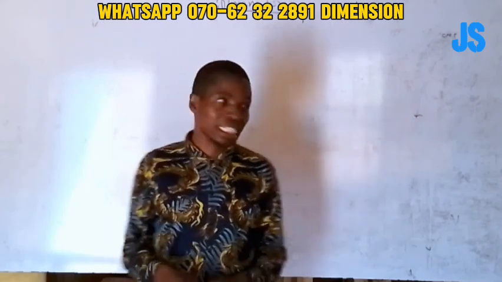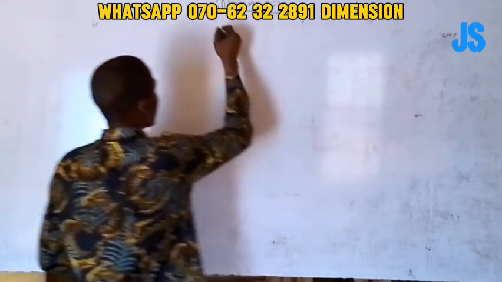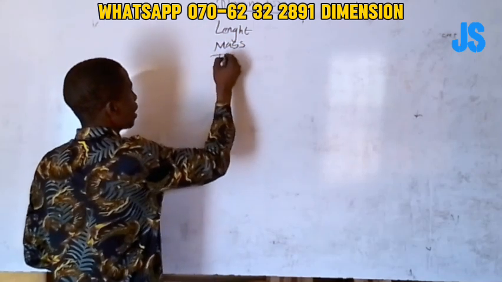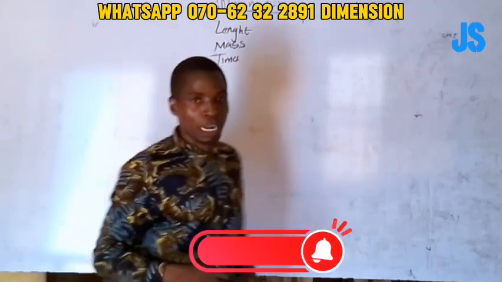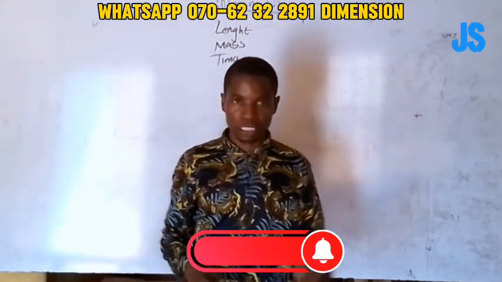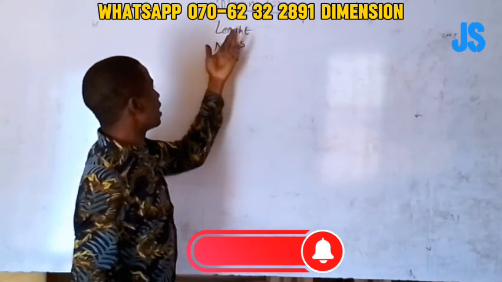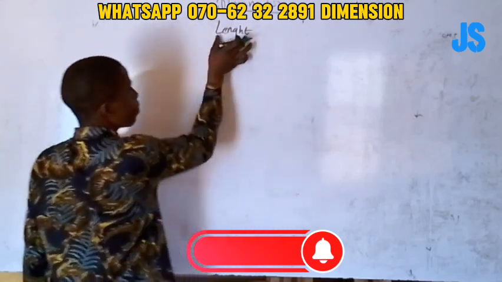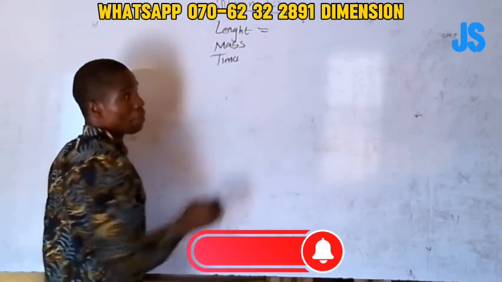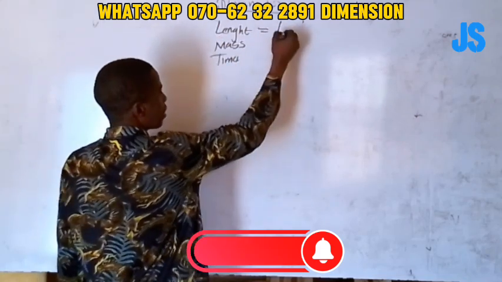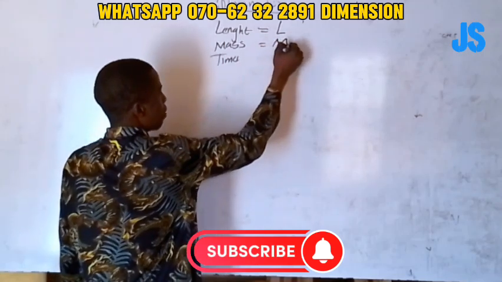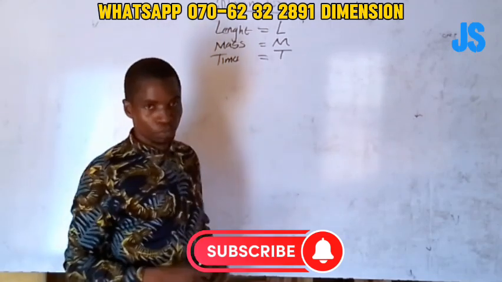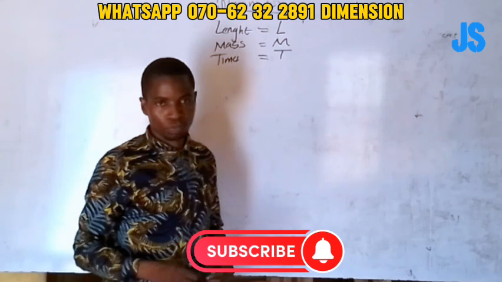Dimension is to understand the length, the mass, and the time in fundamental quantity and derived quantity. Now, what do we mean by this? In dimension, we write length as L, mass as capital M, and time as T. This is what we call dimension.